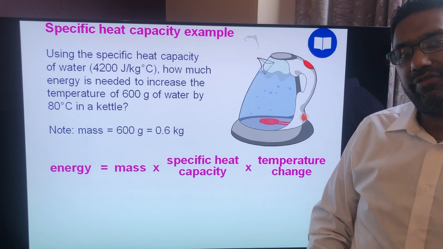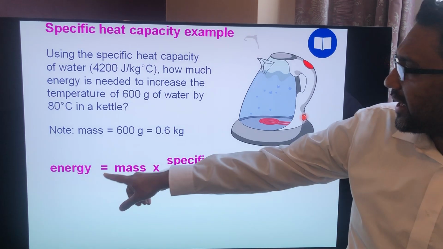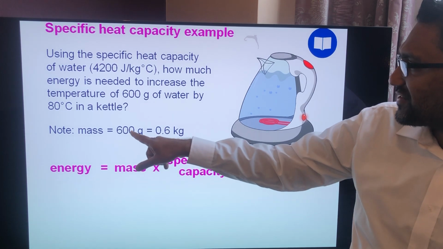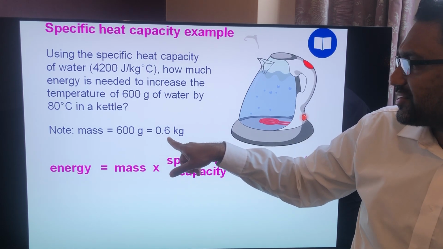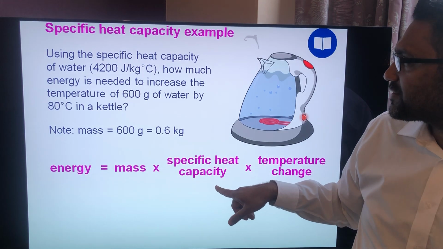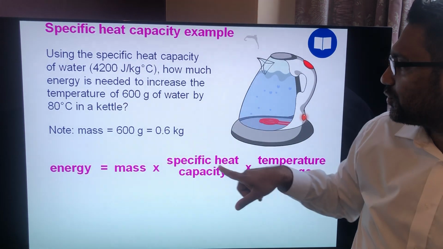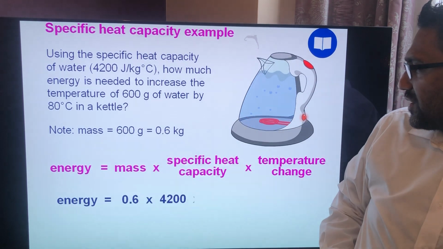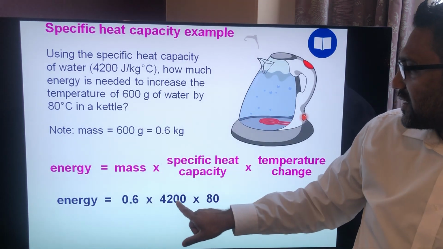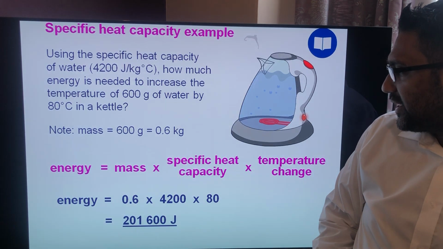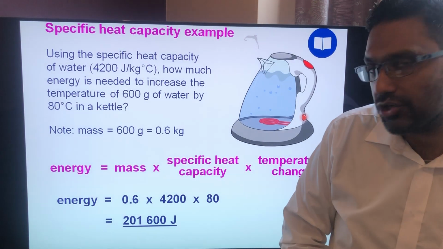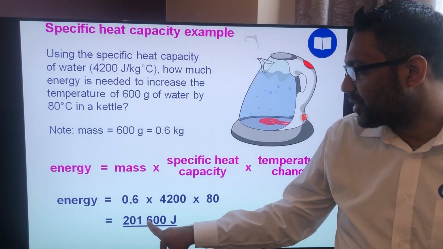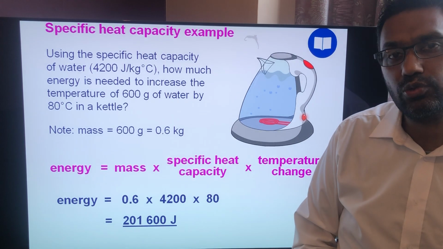Okay, now if you've had a go, then you should remember energy is mass times specific heat capacity times the temperature change. Well, the mass, remember if it's 600 grams, it needs to be converted into kilograms, which is 0.6, times the specific heat capacity of water, which is 4,200, you put that in there. Temperature change, it's gone up by 80 degrees. So I need to put those numbers in, 0.6 times 4,200 times 80, and voila, that's your answer, 201,600 joules. Now you could convert that into kilojoules by dividing by 1,000, so that becomes 201.6 kilojoules.